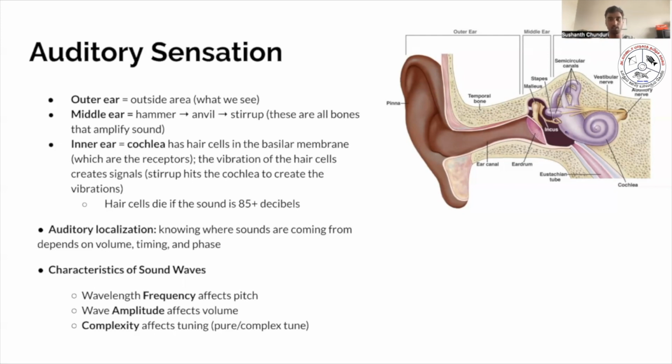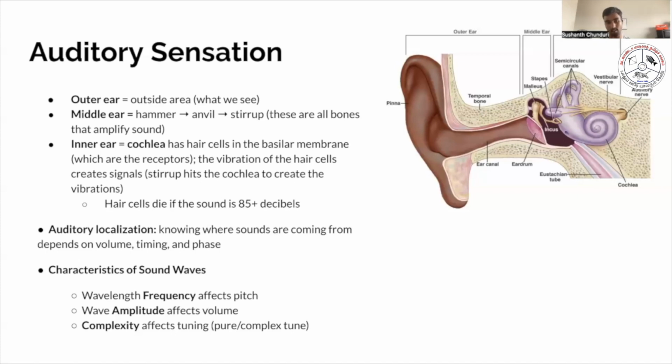Hair cells will generally die if sound is greater than 85 decibels. This is why when you go to a loud concert, you might feel your hearing is gone, because some of your hair cells will die, and also because your cochlea and the important muscles inside your ear are overworked. Auditory localization is a cue which lets us know where sounds are coming from, and it depends on volume, timing, and pitch.